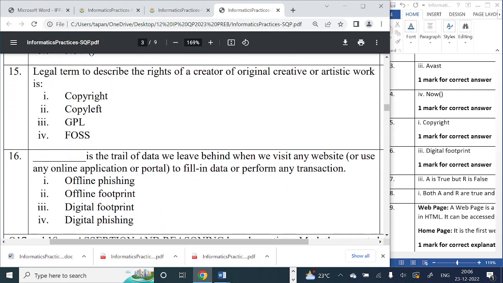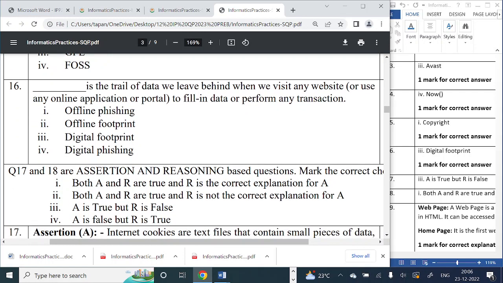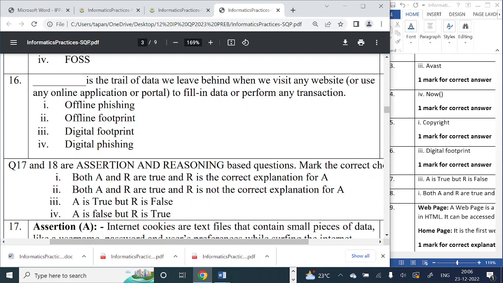Next, the legal term to describe the rights of a creator of original creative or artistic work is... Now, whenever we create anything, we get the copyright of that creation. Suppose a song is being created or a project you are creating, so you will get the copyright. So here the legal term is copyright. And if anybody tries to steal it, then it is called plagiarism. So legal actions are taken for that.